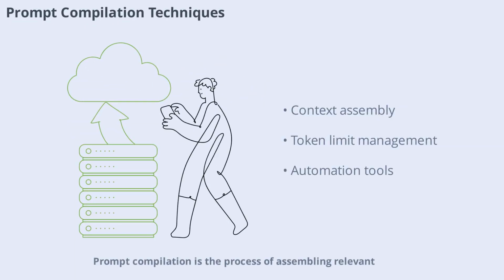Prompt compilation is the process of assembling relevant context chunks into a coherent prompt for the LLM. This step is crucial for maximizing the quality of generated responses. Effective prompt compilation balances the need for context with token limits, ensuring the LLM receives all necessary information without exceeding capacity. Automation tools can streamline this process for large-scale systems.